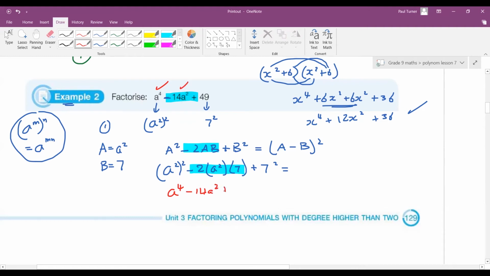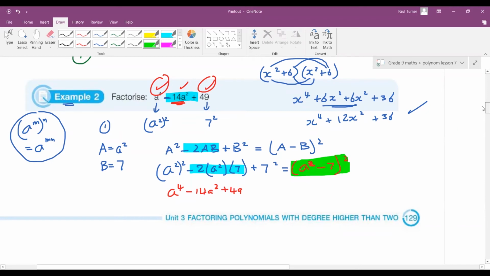And 7 squared is 49. And we know the first one and the last one are going to be correct, but this is the middle one we need to check. So this is okay, which means you can write that in the form a squared minus 7 all squared. Like that, that's power 2. And that's your final answer in green there. They're your factors.